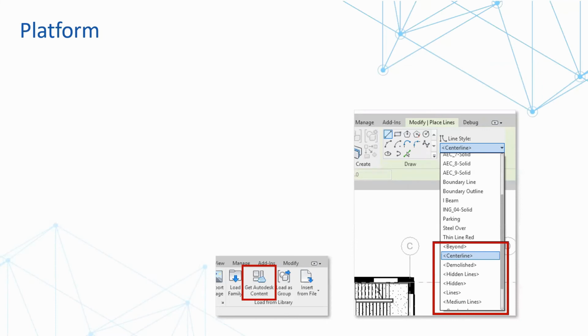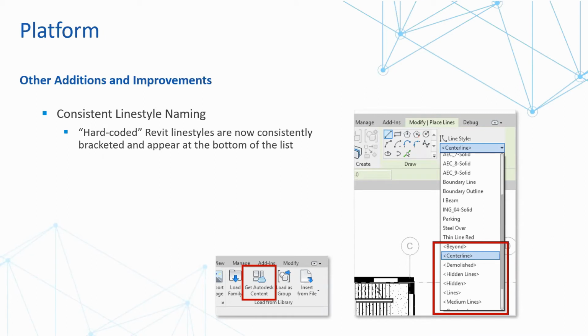Other platform changes and improvements include consistent line type naming. We have hard-coded Revit line styles now available that are live within your Revit project. You'll notice that there are brackets appearing on the ends of these items, showing you that they are installed and hard-coded within the Revit software itself, much like AutoCAD, where you had these preset line type styles. You can also get Autodesk content now. If you go to the Insert tab, you can select Get Autodesk Content, and you can go find live content that Autodesk has made available for your region, from families, tags, and so forth.